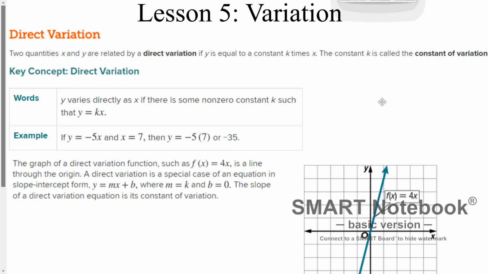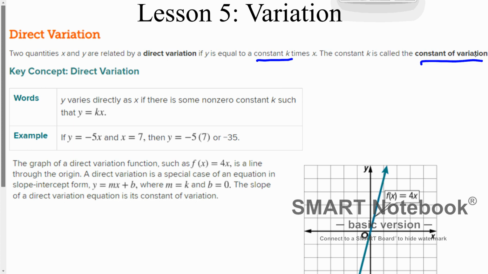All right, lesson 5 about variation of chapter 7. We're talking about direct variation, and direct variation just means as one goes up, the other goes up. So as x goes up, y goes up, or as x goes down, y goes down at some kind of rate, and we call that constant rate k, and that's called a constant of the variation.